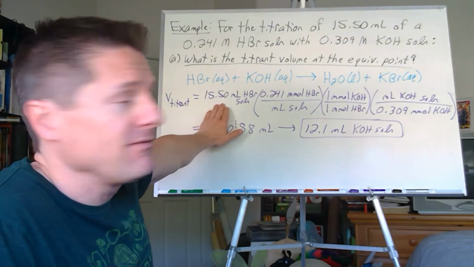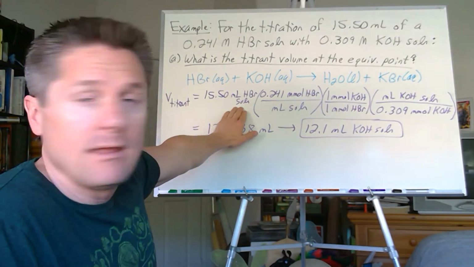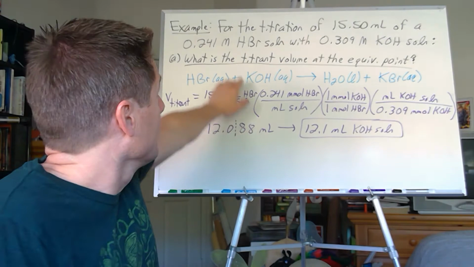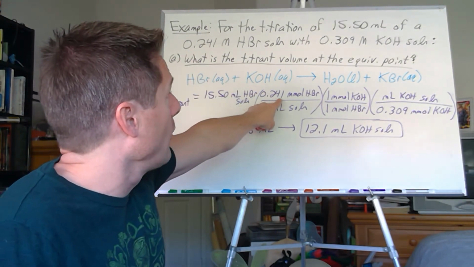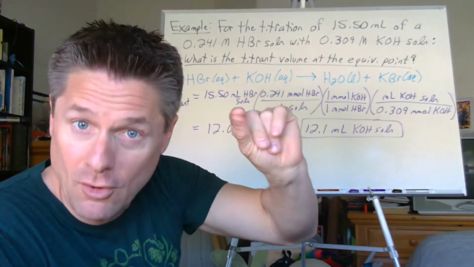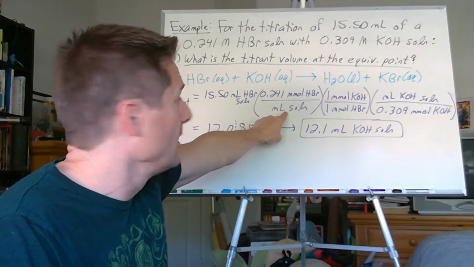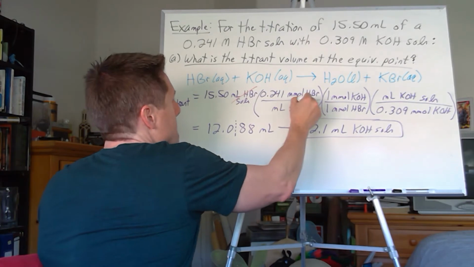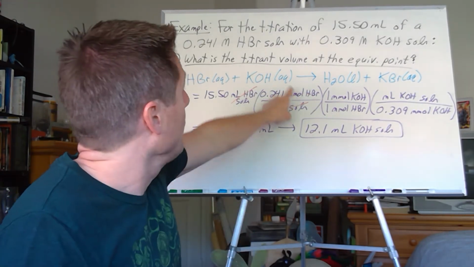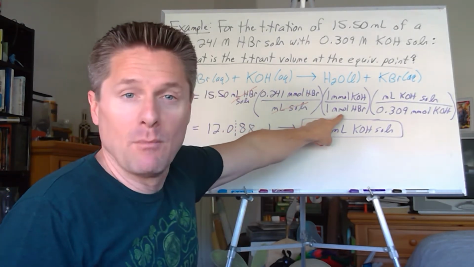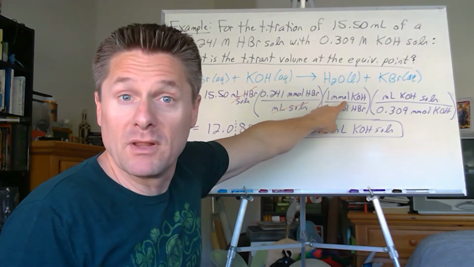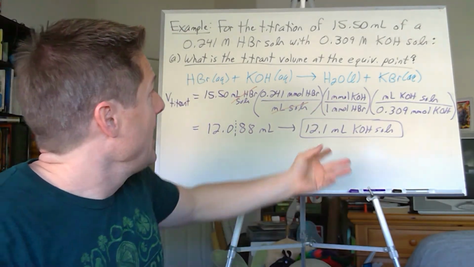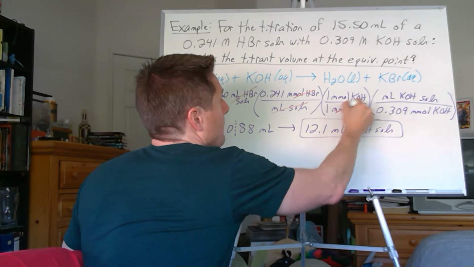So we have 15.50 milliliters of the hydrobromic acid solution. Let's use that concentration, 0.241 millimoles of the HBr solute per milliliter of the acid solution, so milliliters of solution cancels out. Boom. And we can see the 1-to-1 mole ratio, so 1 millimole of HBr reacts with 1 millimole of KOH, easy peasy, and that cancels that out.